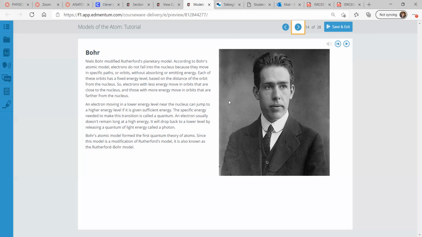An electron moving in a lower energy level near the nucleus can jump to a higher energy level if it gains enough energy. And the specific amount of energy needed to make this transition is called a quantum. An electron usually doesn't remain long at this high energy. It will drop back to a lower level by releasing a quantum of light energy called a photon. Bohr's atomic model formed the first quantum theory of atoms, since this model is a modification of Rutherford's model. It's also known as the Rutherford-Bohr model.